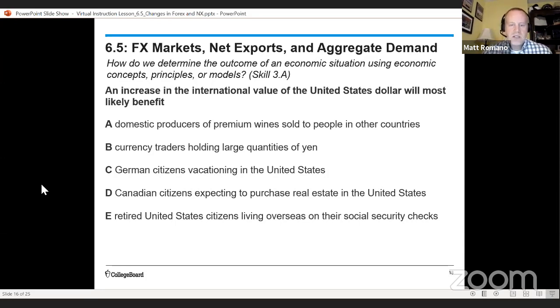German citizens vacationing in the United States, not better off. German citizens are coming here. They have euros. They've got to trade those euros for dollars. If the dollar is getting stronger, if it's appreciating, it means that everything they're buying here is more expensive. D is almost the same one.